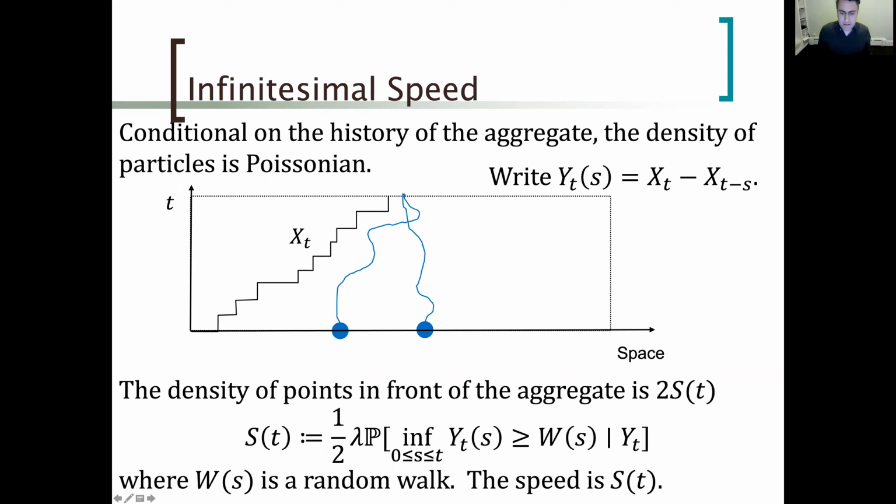Yeah, and at least if things are behaving in a fairly regular way, if the speed is fairly constant, then Y_t is like a biased random walk, and so Y minus W is like a biased random walk, and you're asking the probability that it always stays above 0.